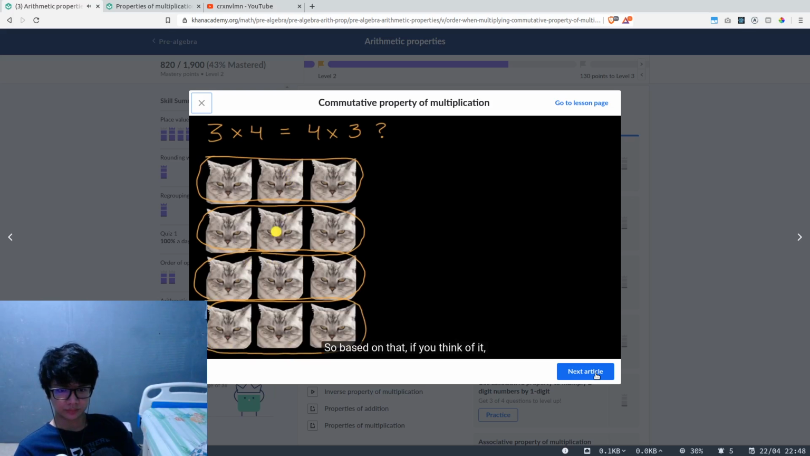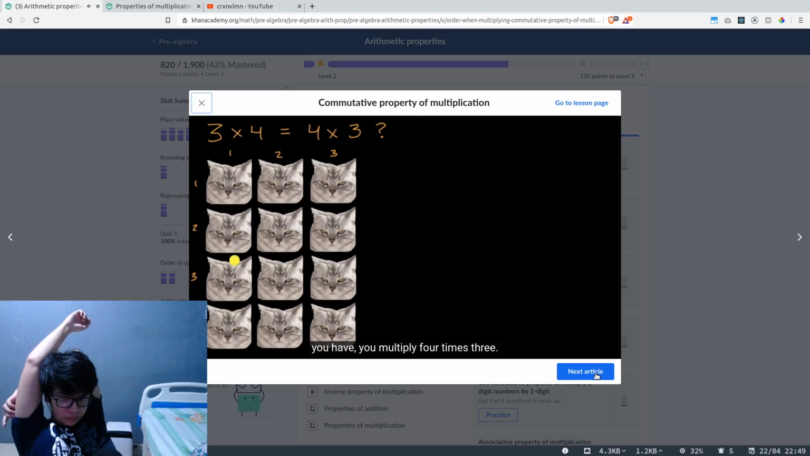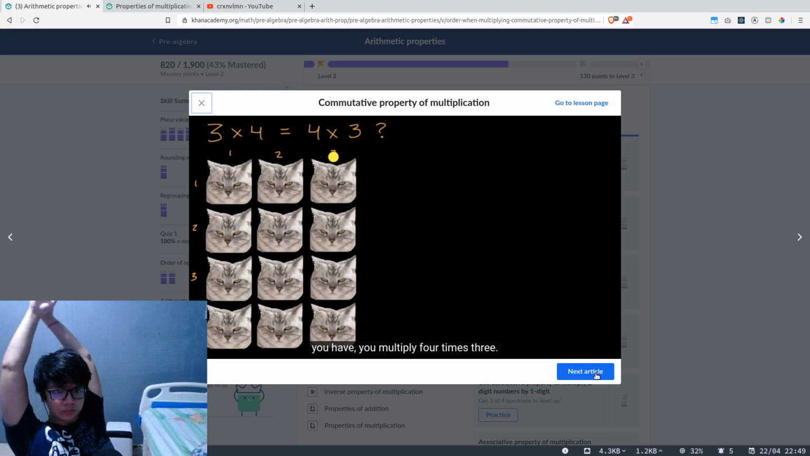So based on that, if you think of the first number as groups of the second number, it seems like the order doesn't matter. Another way you could think about it is, here you have 4 rows of 3 angry cats. You have 1, 2, 3, 4 rows of 1, 2, 3 angry cats. And so to figure out how many total cats you have, you multiply 4 times 3.